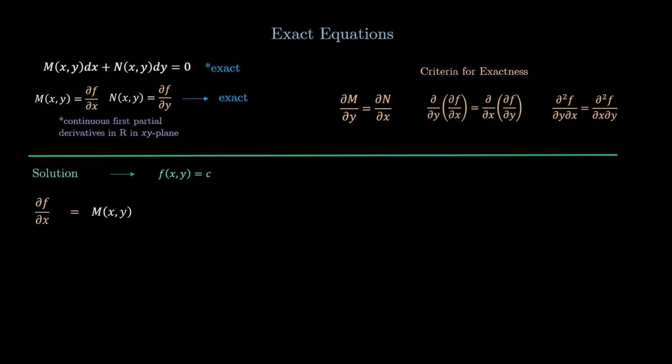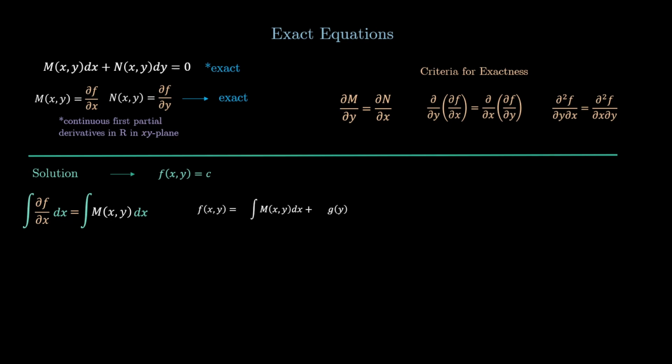What we do now is we integrate with respect to x. Upon doing that, we get our function f of x,y, but we get the antiderivative of M with respect to x, and then we get a constant of integration, a g of y. Now you may ask, why is that a function of y? Why isn't it just a constant itself?